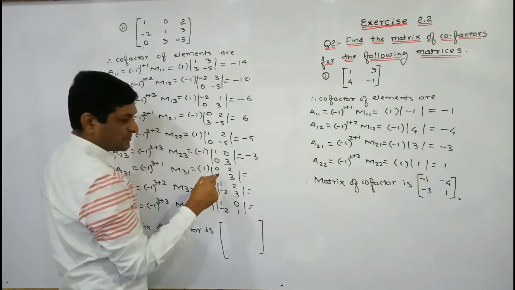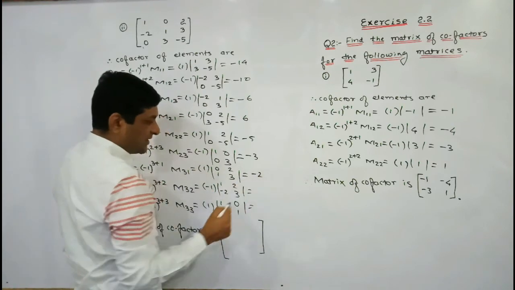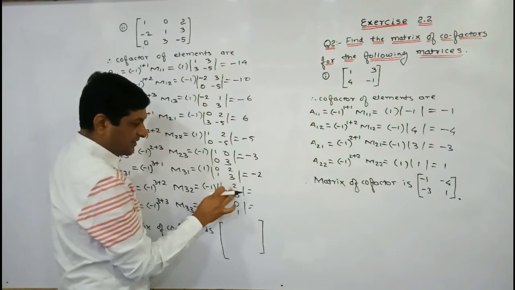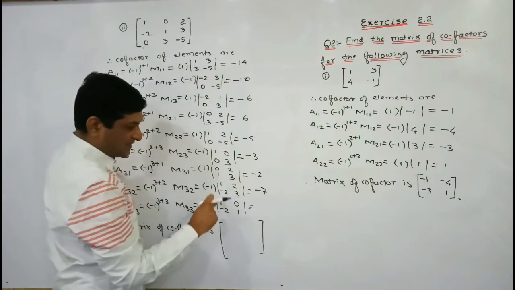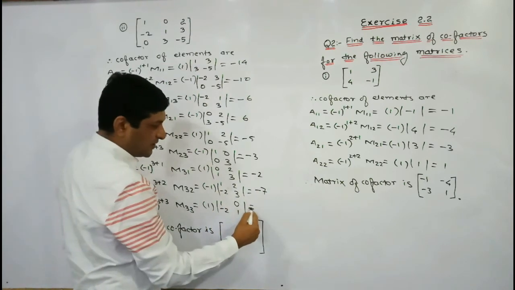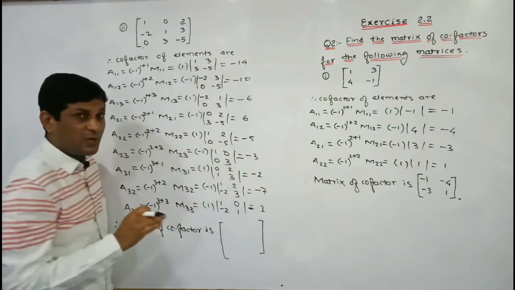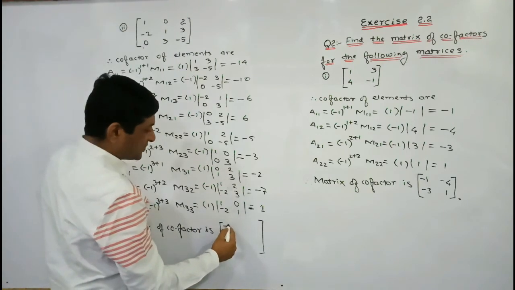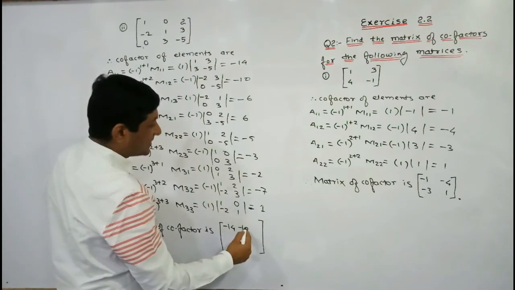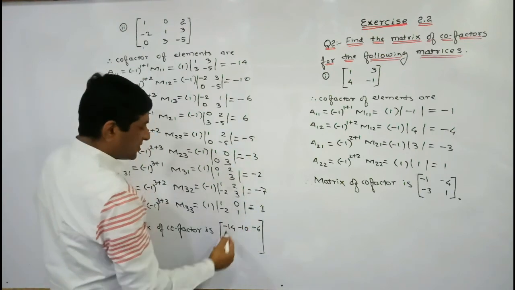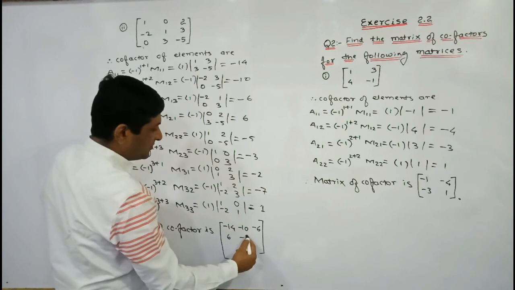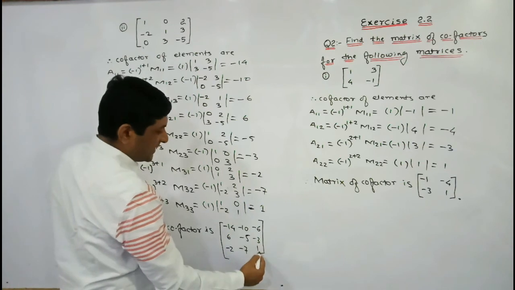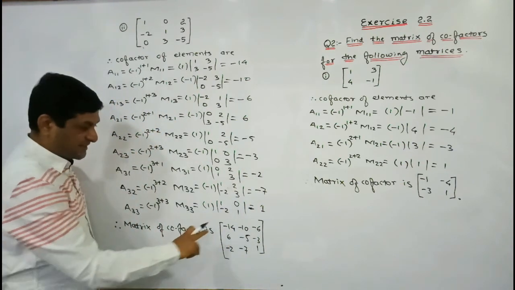Here 0 -2 is -2. -2 into 1 is -2. Then here 3 minus means +4. 3 + 4 is 7, and 7 into -1 will be -7. And lastly 1 - 0 is 1. 1 into 1 will be equal to 1. In this way we have got the cofactor of all the elements. So now collect all these cofactors in a matrix. So -14, then -10, then -6, later on 6, -5, -3, -2, -7, 1 are the elements of the matrix of cofactors.